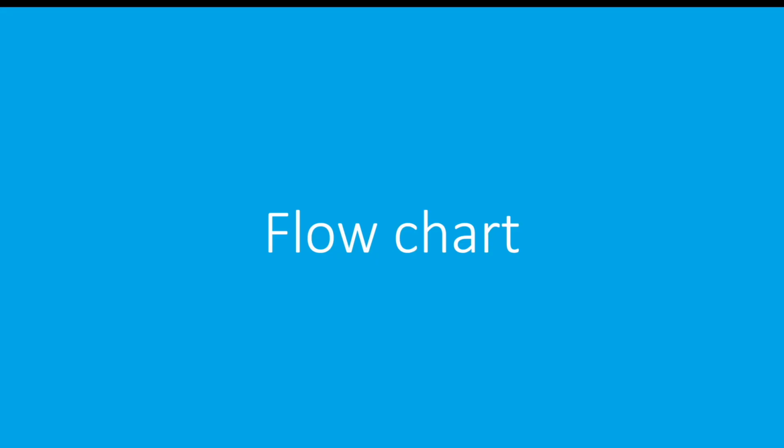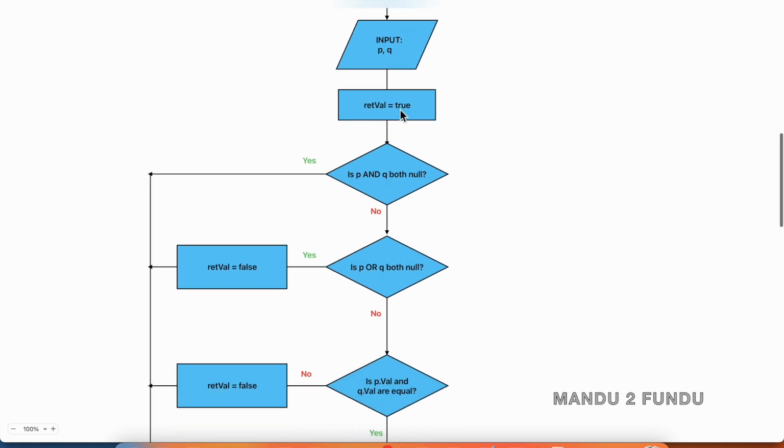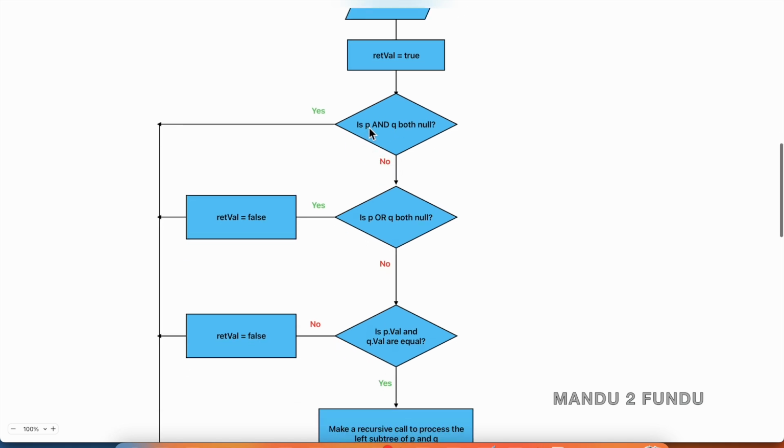Let's look at the flowchart. Input for this procedure is the pointers to the root nodes of both the trees, P and Q. First we initialize the return value to true, and next we check if both P and Q are null. Then we simply return retval as true. Otherwise, we check if either one of them is null. That means both the trees are not the same. So we update the return value to false and then return it.